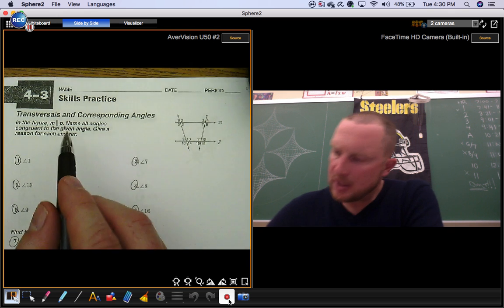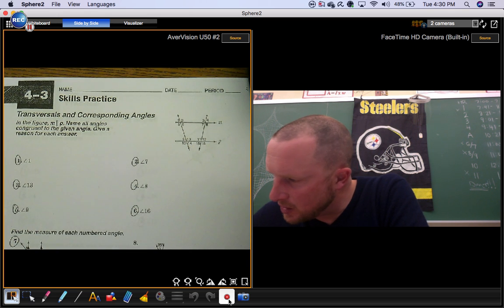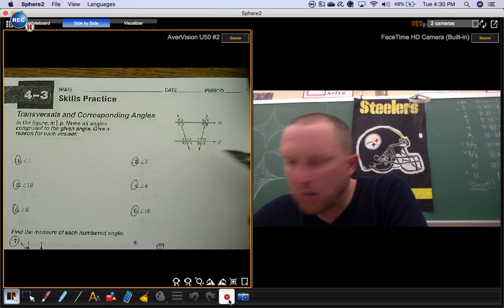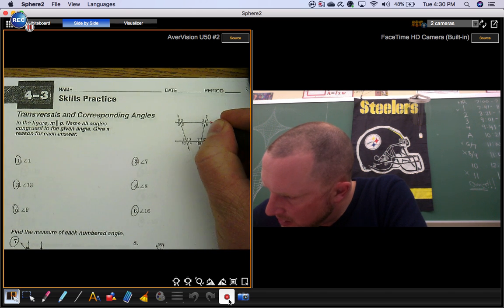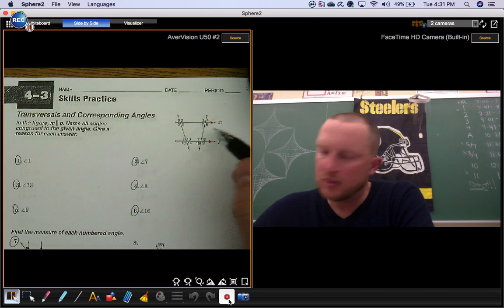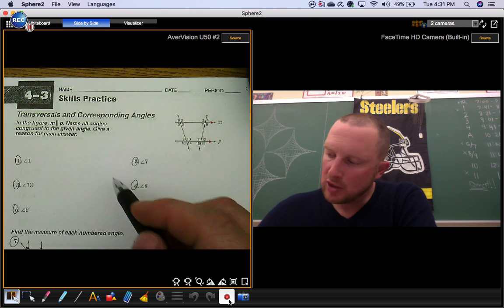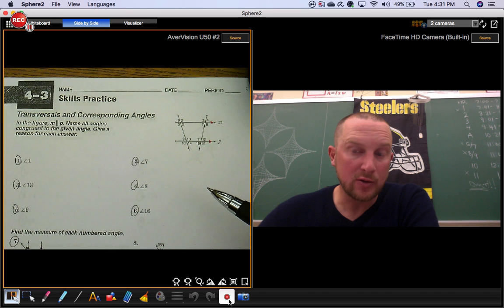So they're telling you that line M is parallel to line P. And notice how it's not marked on the picture. So that's why it's important to read directions. These lines are parallel. If you didn't have parallel lines, you wouldn't be able to find a lot of congruent angle pairs.